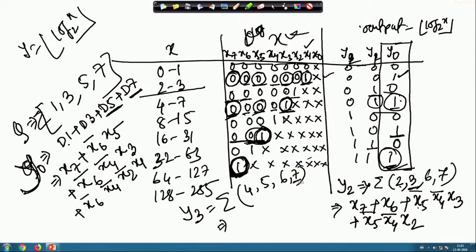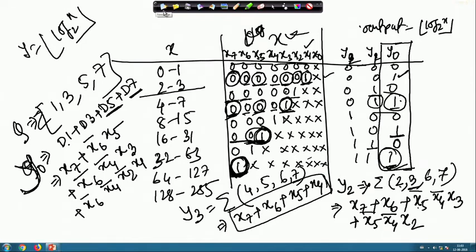So, for 7 this is x7, for 6 this is already, I got 1 over here. So, this is x6. For 5 this 2 is already, I got 1 over here. So, this is x5. For 4, 7, 6 and 5 both I got 1. So, all 3 I got 1. So, for 4 this is only x4. So, this is the expression for y3.